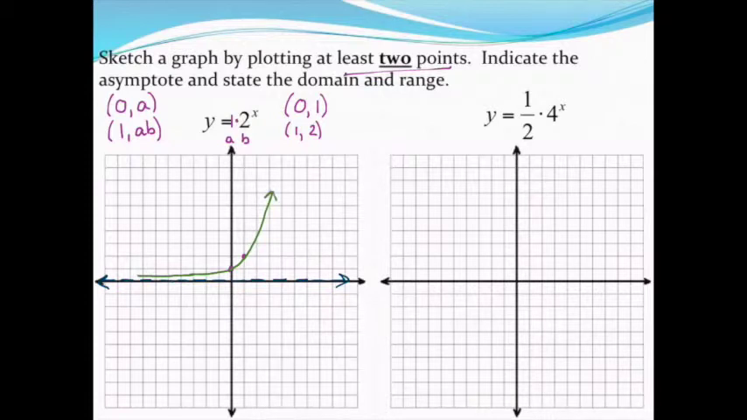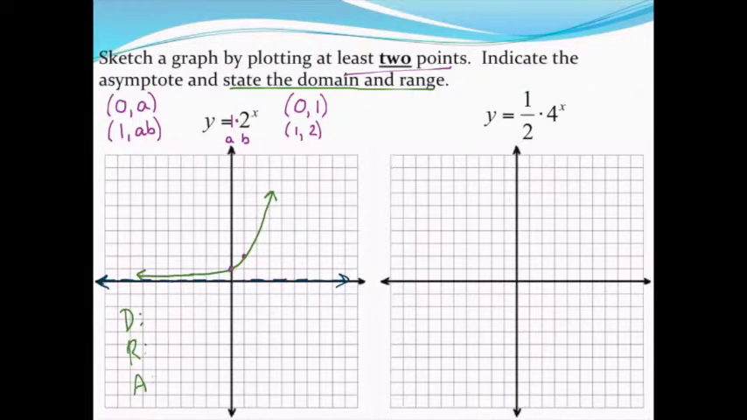Add a couple arrows because the graphs do go forever in both directions, and make sure that your curve does not cross that asymptote. So there's a very lovely looking exponential growth graph. Okay, the other part of my directions though said to state the domain and range. So let me go ahead and do that as well. And actually I'm going to do 3 things. I'm going to do D, R, and then A for the asymptote.